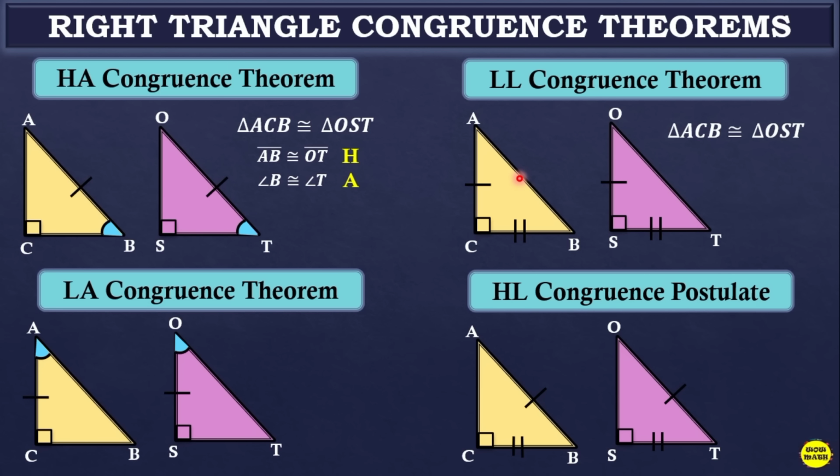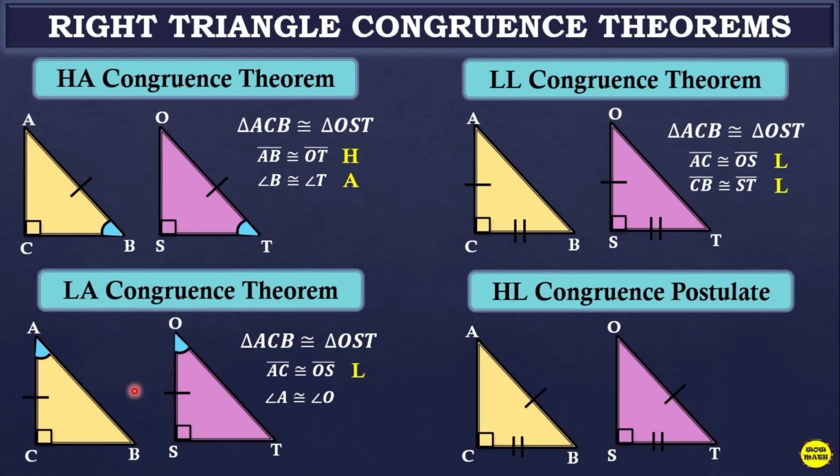theorem. And then this one, since we have two legs, this first leg is congruent to this leg, and this one is congruent to this leg. So we have two legs here, so this is by leg congruence theorem. And then for LA congruence theorem, we must have the leg and the acute angle. So this is your leg, the congruent parts of the two triangles, and your acute angles, which are angle A and angle O. As you can see, we have the leg and the angle. So these two triangles are congruent by LA congruence theorem.